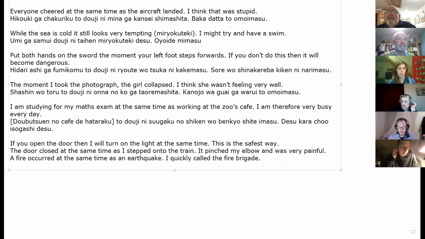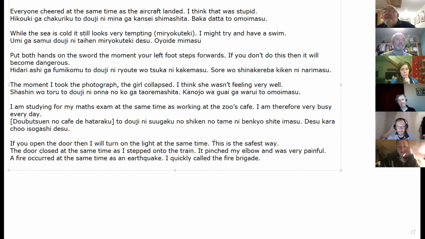So just to stretch your Japanese ninja skills a bit more, Joel. Sugaku no shiken o benkyou shite imasu means I'm studying my maths exam. You would be understood if you said this. It's clear what you're trying to say. But how could you make this sentence a little bit more like the English meaning? What's that key phrase that's coming there? Tameni. Excellent. 動物園のカフェで働くと同時に数学の試験のために勉強しています。ですから超忙しい。That still sounds funny. 超忙しいです。忙しいです。Okay, good.